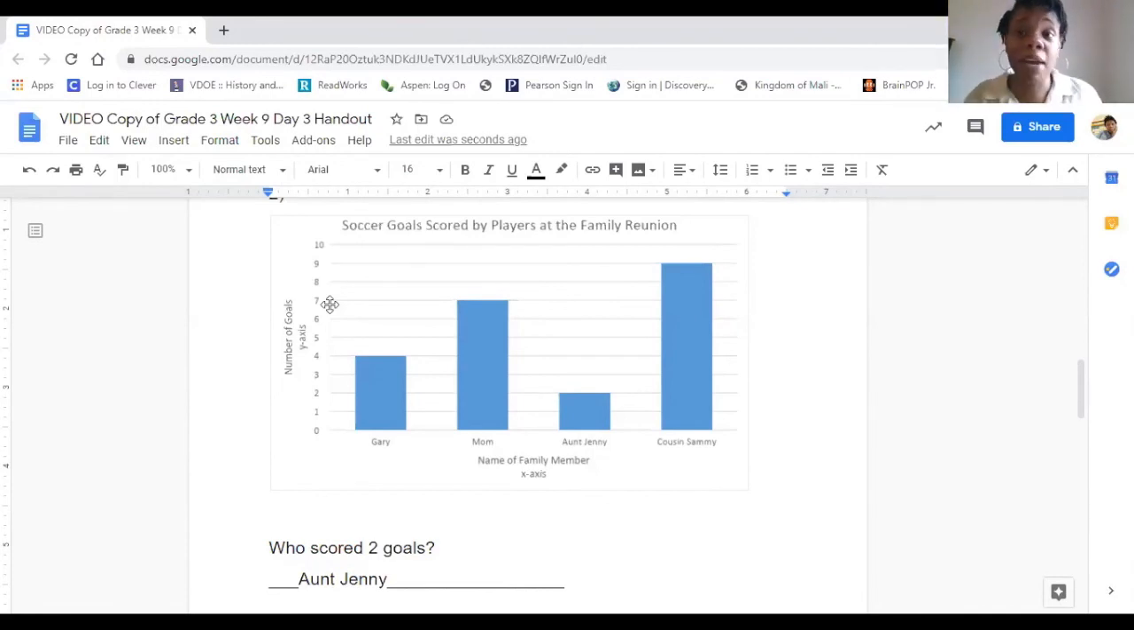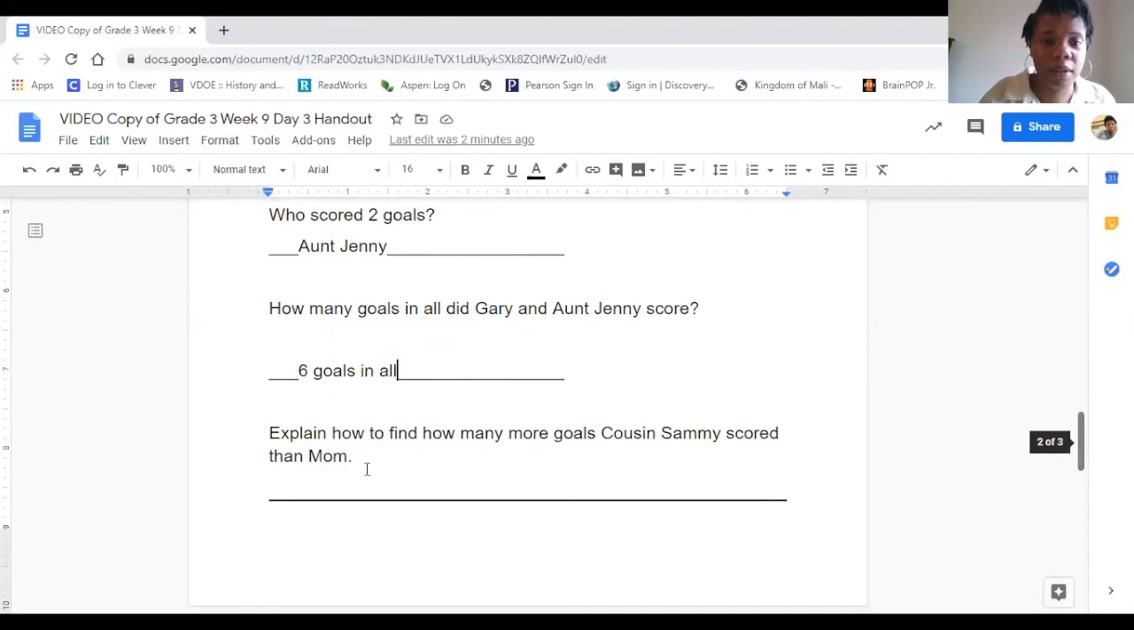Did you get that? And maybe you came up with a different way to do it. As long as you can explain your thinking and it makes sense to you and you have the answer, you've done a great job. Let's write our answer here. I'm going to say 9 is 2 more than 7, or 9 minus 7 equals 2. Great job.